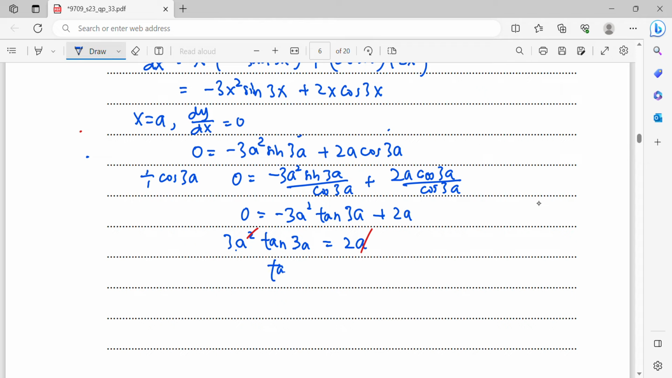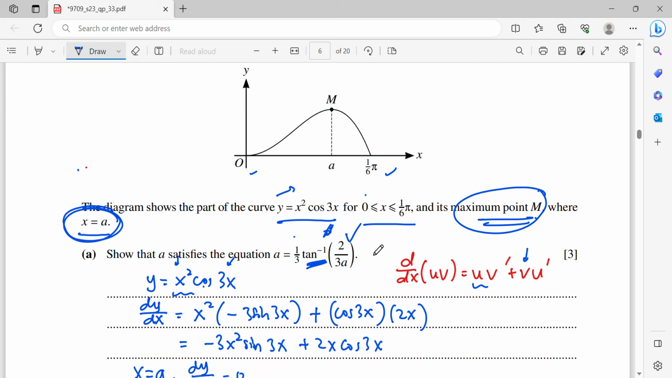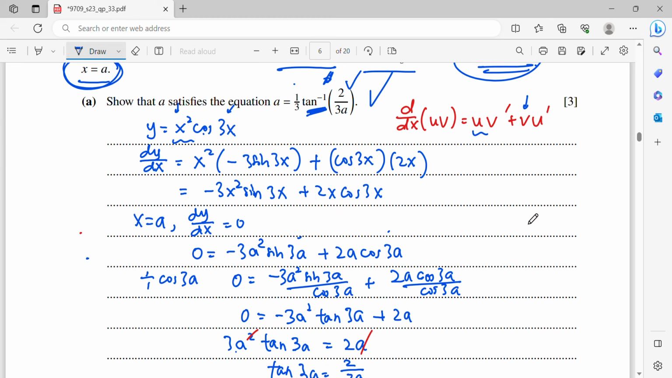Then I will get tangent 3a equals 2 over 3a. And then move the tangent to the other side. So 3a is inverse tangent of 2 over 3a. And lastly, move the 3 to the right side. So my a will be 1 over 3 inverse tangent of 2 over 3a. Okay, so we have shown the given form.